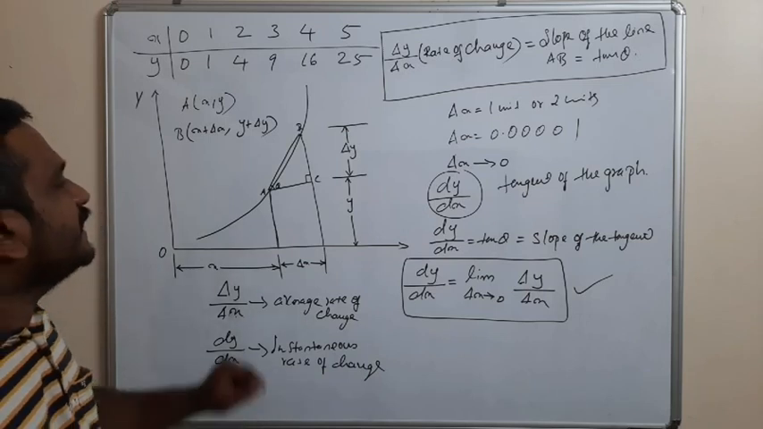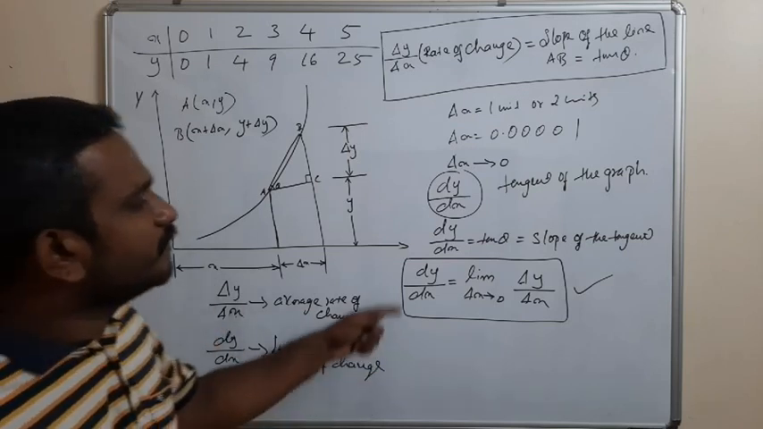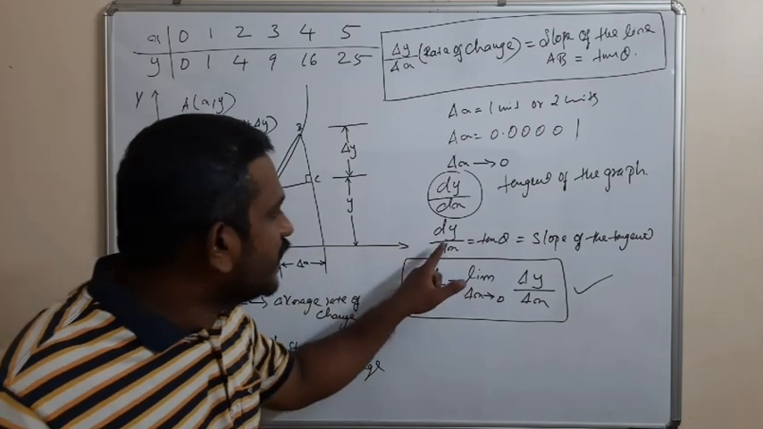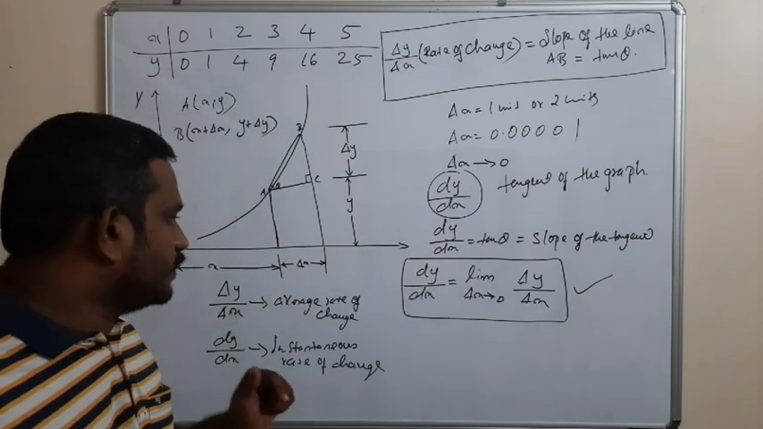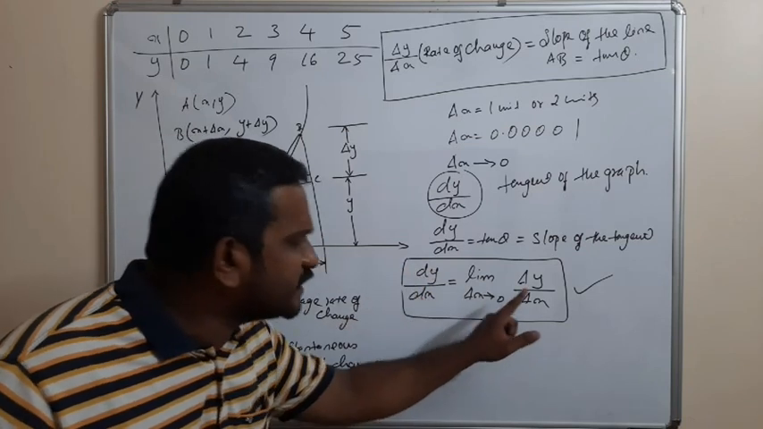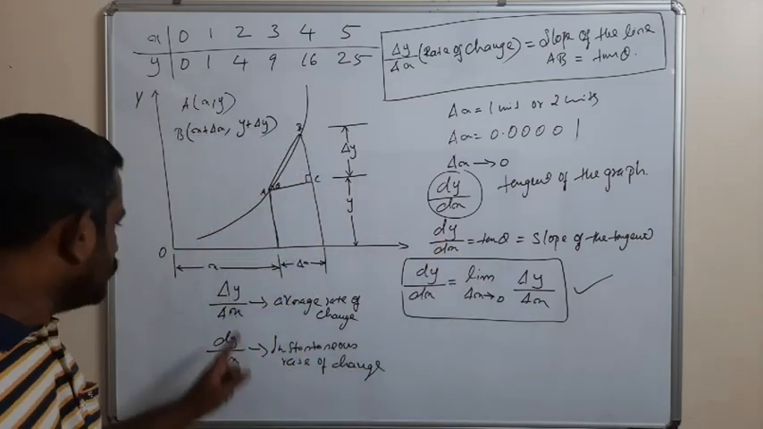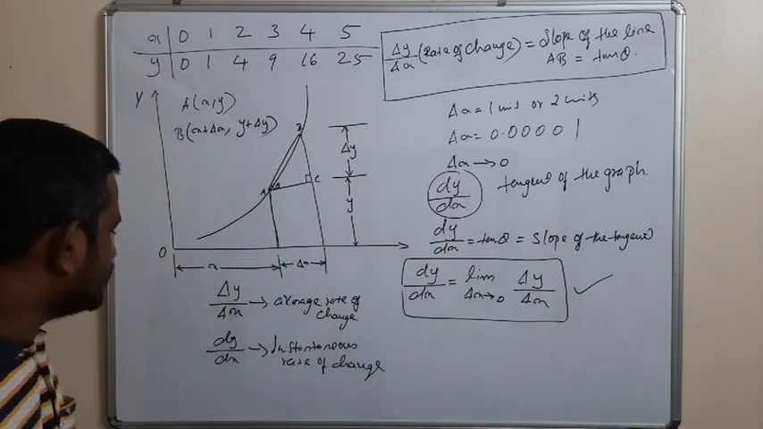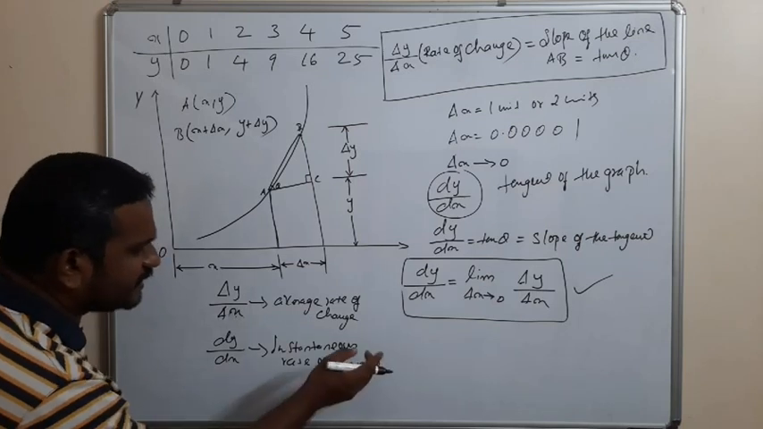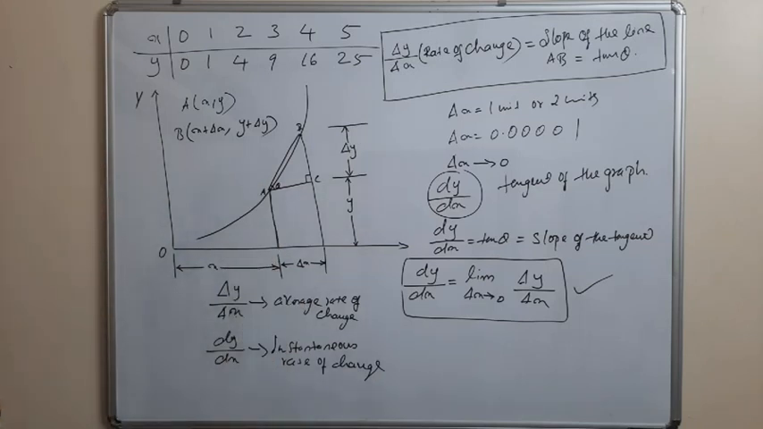That line is called the tangent of the curve. At that point, the rate of change is called dy by dx. So dy by dx is the rate of change when limit delta x tends to 0 of delta y by delta x. So delta y by delta x is the average rate of change. Dy by dx is called the instantaneous rate of change. That is the rate of change at this point A. You understand?